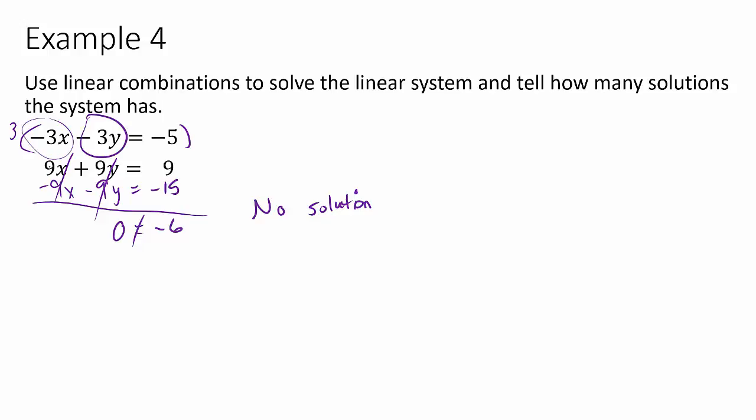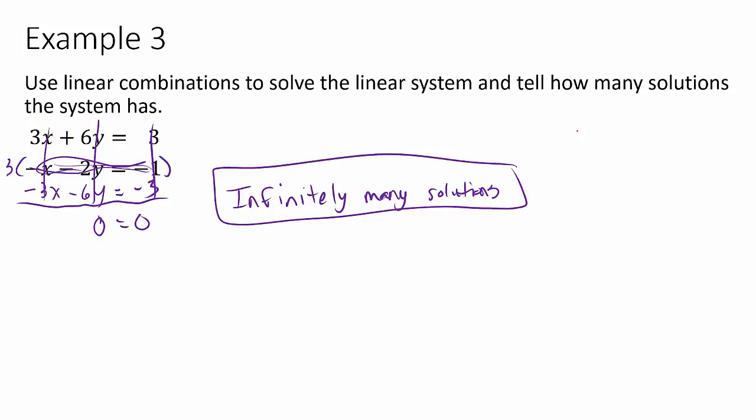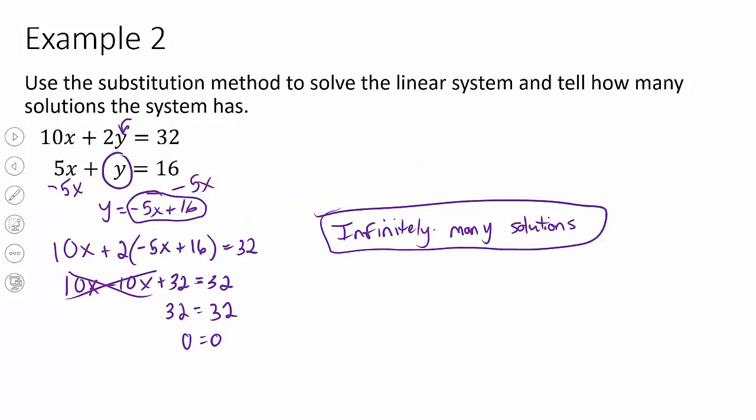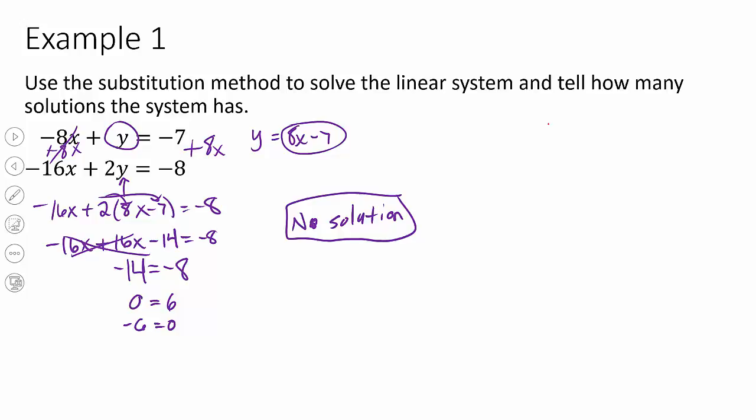If I look back at example 3, if I multiplied the whole second equation by 3, it gave me the first one. That's how I knew that they were the same line, infinitely many solutions. On this one, we didn't use elimination, but look, if I times the whole second equation by 2, I get the top equation, 10x, 2y, and 32. So they ended up being the same line. On example 1, if I times the top equation by 2, I almost get the exact same thing, except for the numbers. I get negative 16x plus 2y equals negative 14. So that made it almost the same line.